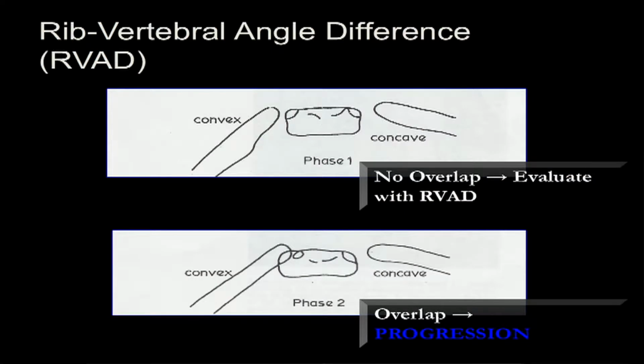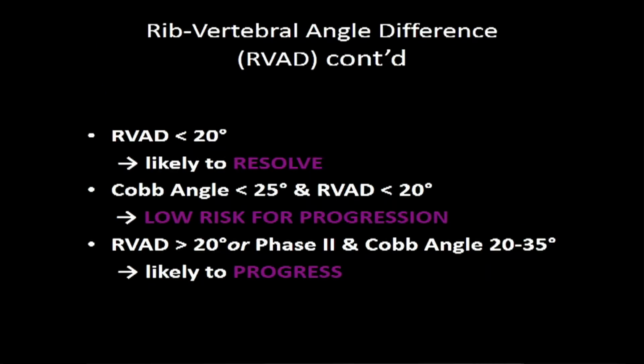When there's no overlap of the rib head with the vertebral body, there's low incidence of progression. When there's overlap, there's high incidence of progression. In general, the RVAD is useful. If it's less than 20, it's likely to resolve. If the Cobb angle is less than 25 and the RVAD is less than 20, there's low risk. And if it's greater than 20 degrees in phase 2 and the Cobb angle greater than 25 to 30 degrees, progression is very likely.